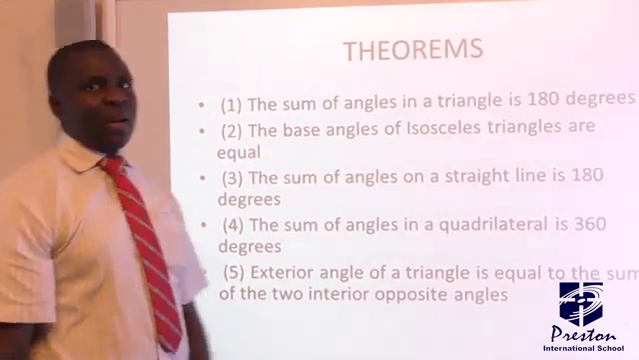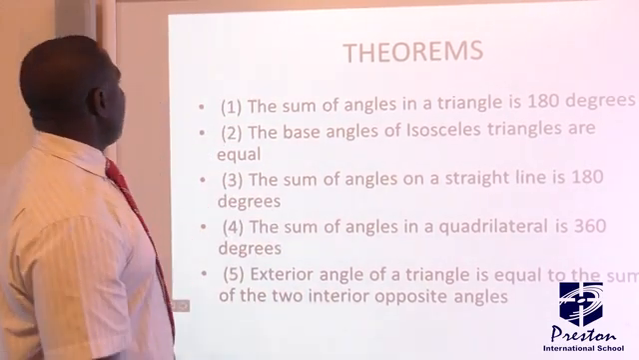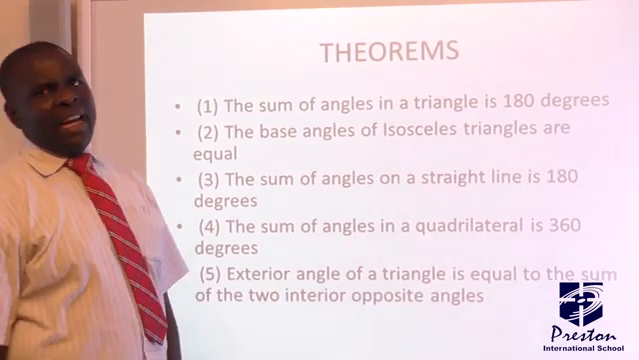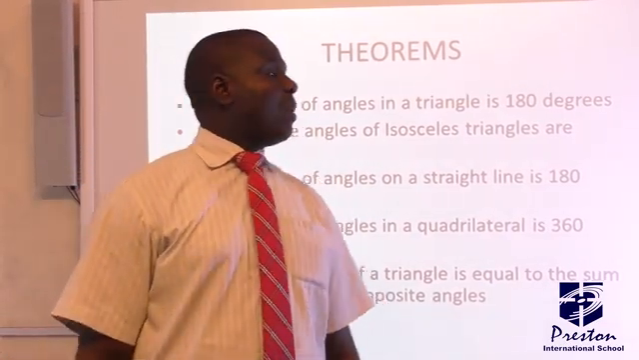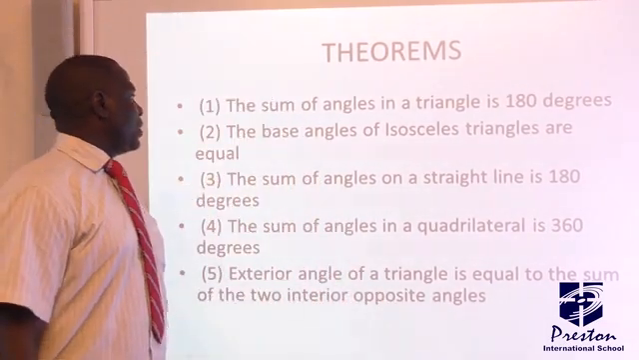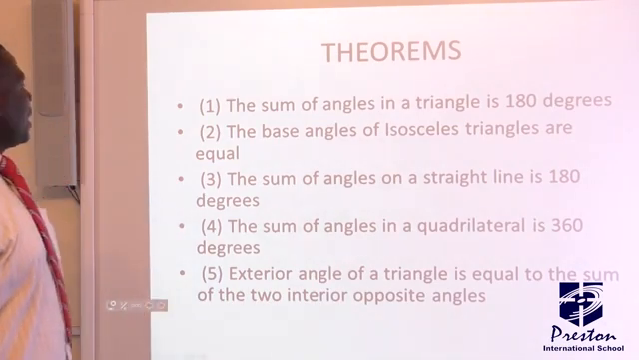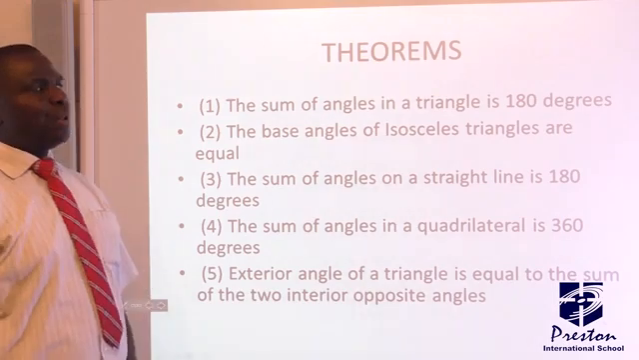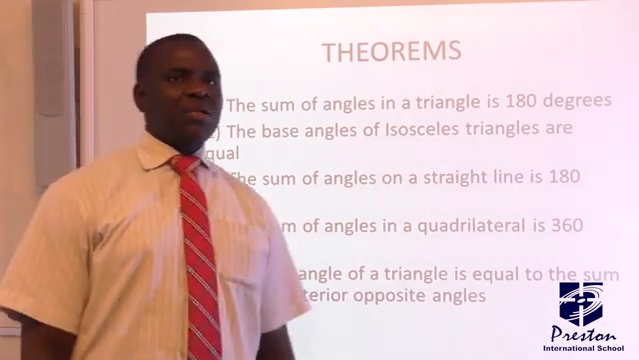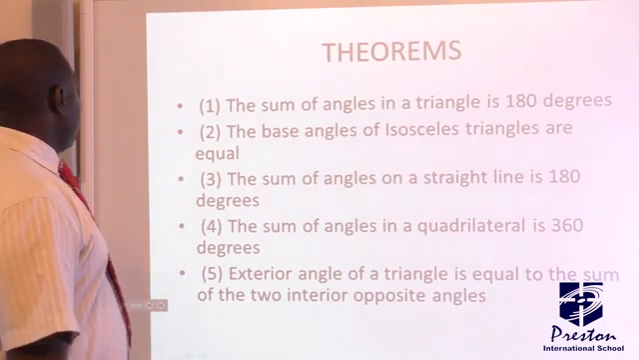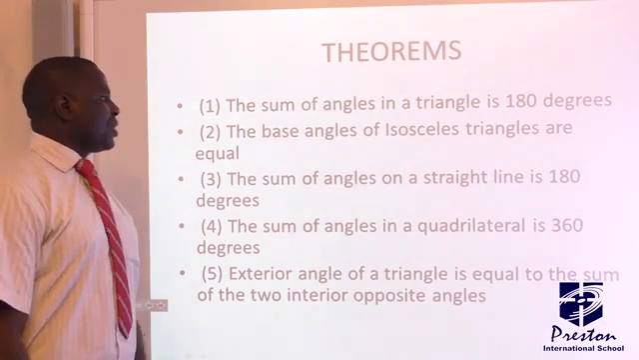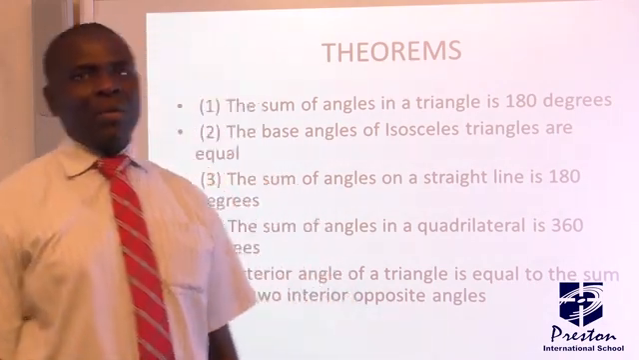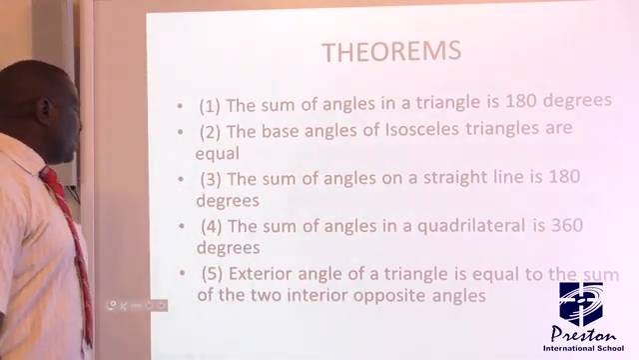Now, let's look at the theorems. The first theorem I have on the board says that the sum of angles in a triangle is 180 degrees. The second one says that the base angles of isosceles triangles are equal. The third one, the sum of angles on a straight line is 180 degrees. I believe you all know that.